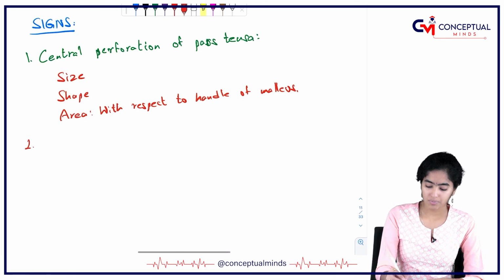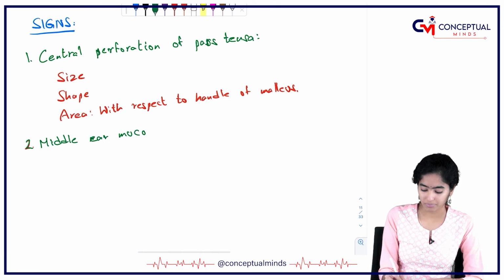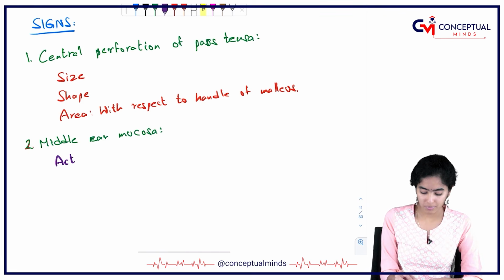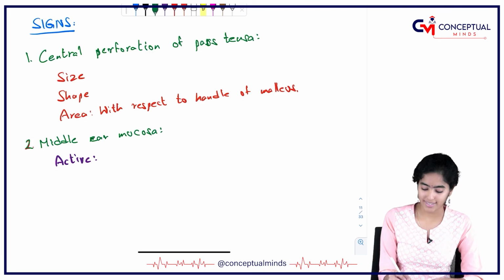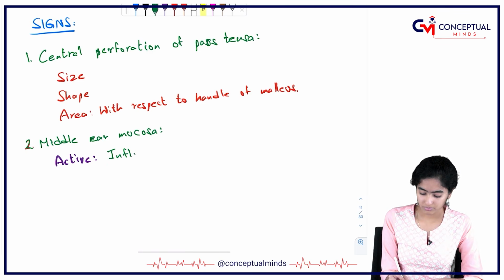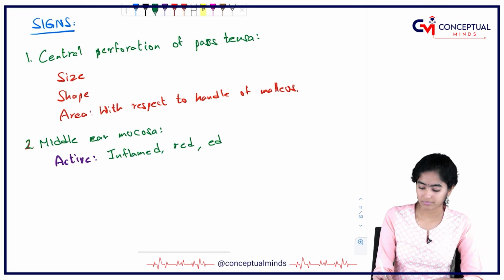Next, when we observe the middle ear mucosa, it depends upon the stage of the disease. If we are observing it in the active stage, the mucosa appears inflamed, red and edematous.